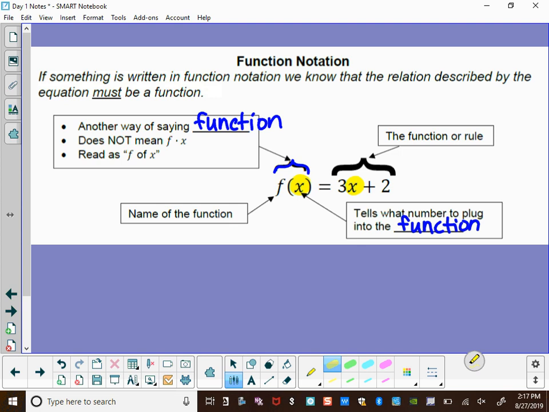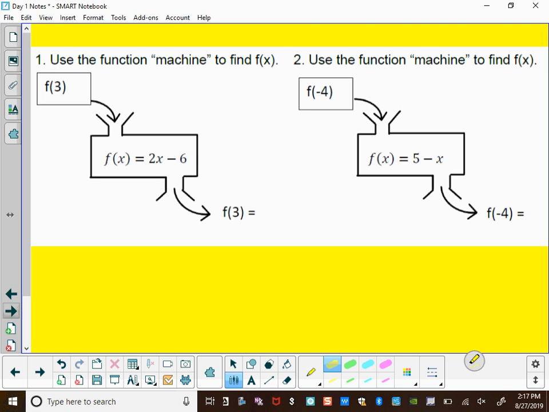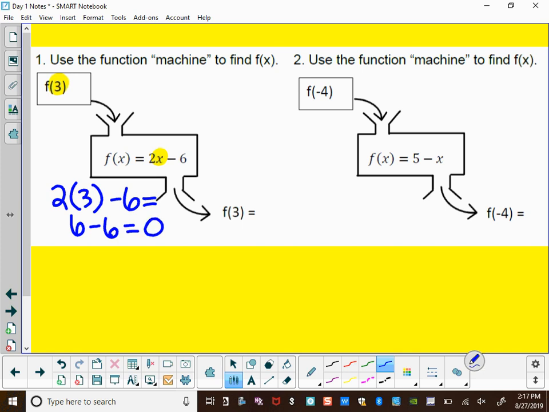Okay, let's try the first one. Number 1, it says use the function machine to find f of x. Pretty soon we'll be doing this all in Desmos. All right, so they give us f of 3. Where do we think that 3 is going to be plugged into? My x. So that means I have 2 times 3 minus 6. Someone give me an answer. Like if it's here, calculator, just write it out. You get 0, because 2 times 3 is 6. 6 minus 6 is 0.